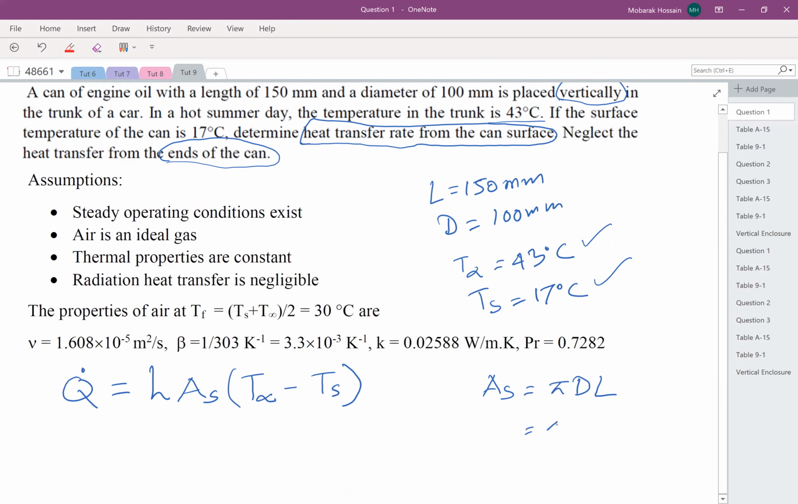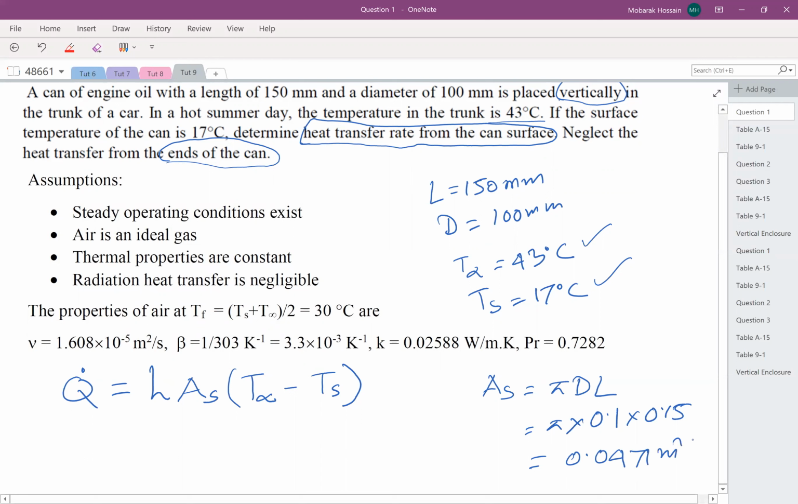So pi, diameter given 0.1 meter, length given 0.15. So easily we can calculate the surface area for the can. Let me check how much this value is. Pi times 0.1 times 0.15 gives 0.0471 meter square. Now we only need to calculate the heat transfer coefficient.